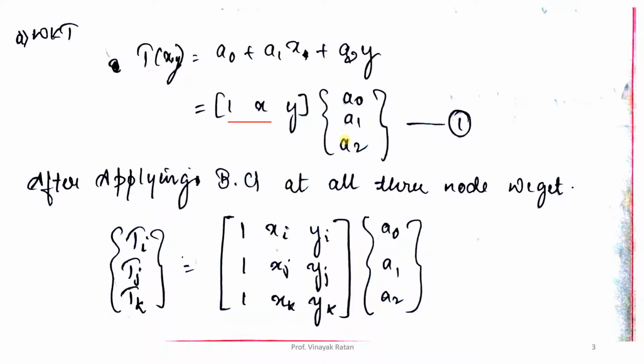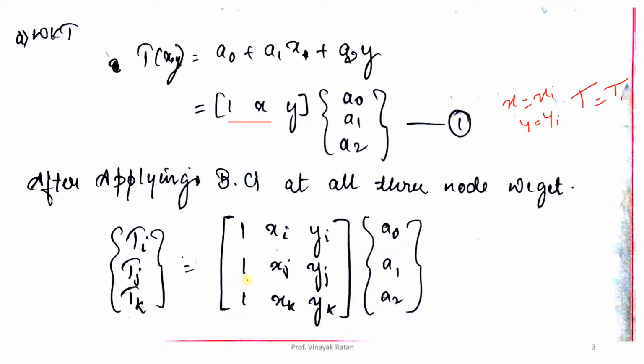Okay. So when you apply the boundary conditions, can you tell me what the boundary conditions are? These are written once you apply the boundary conditions at all three nodes. As I've told you, at x equal to xi and y equal to yi, what is your temperature T? T will be equal to T of i. Same when x equal to xj, y equal to yj, so T equal to T of j. Then same when x equal to xk, y equal to yk, T equal to T of k.